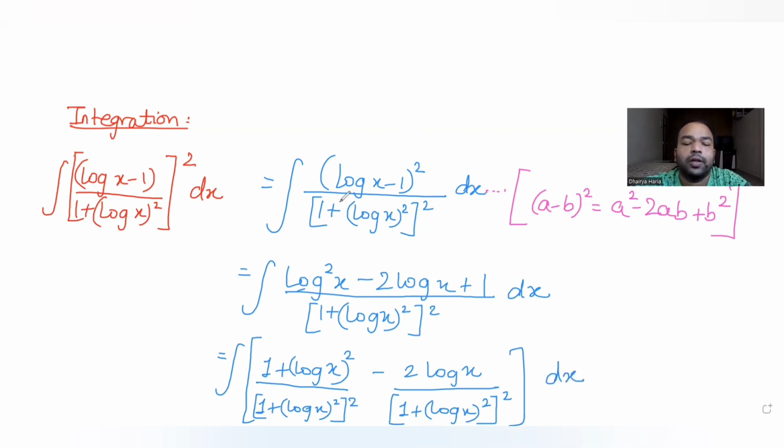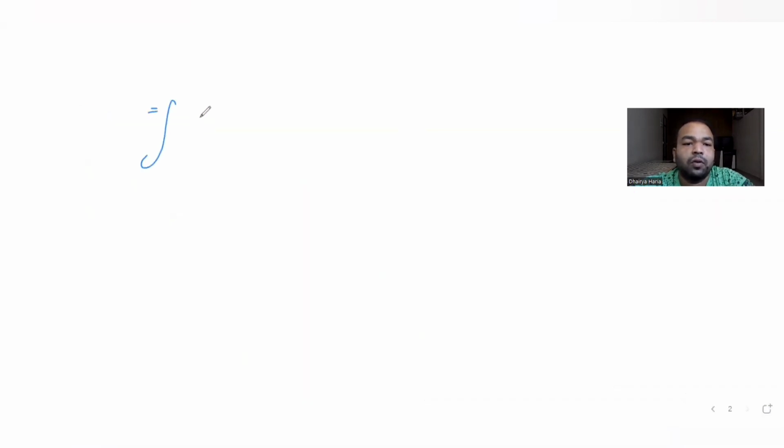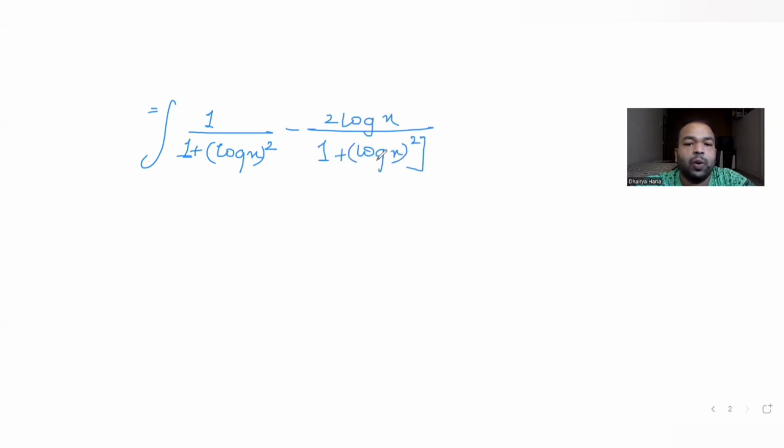Now I can directly cancel one of these terms from the first part. So I will be left with the integral of 1 upon (1 + log x)² minus 2 log x upon ((1 + log x)²)², dx.